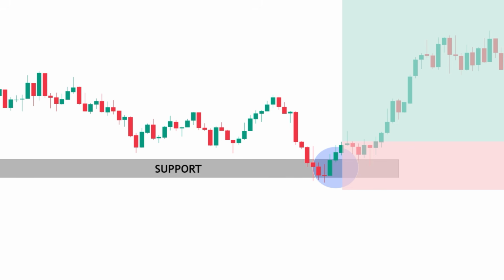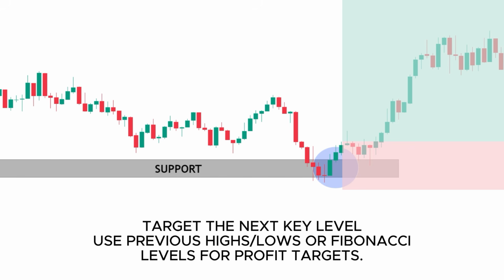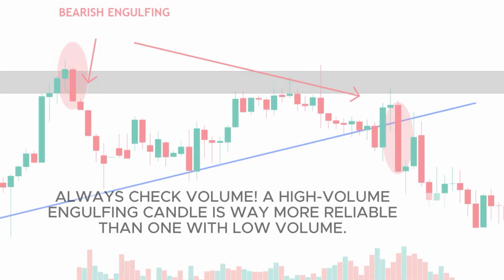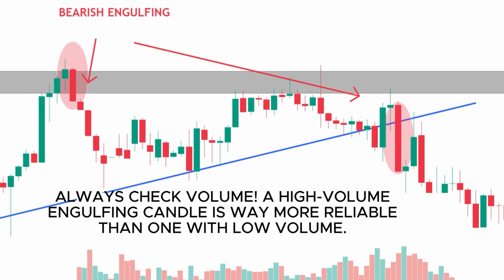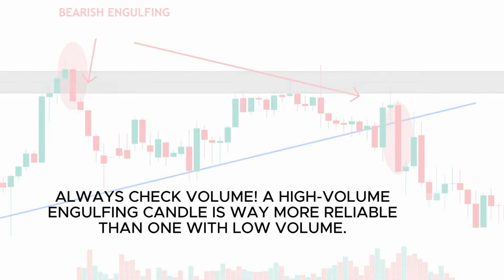Step 4. Target the next key level. Use previous highs, lows, or Fibonacci levels for profit targets. Pro tip: always check volume. A high volume engulfing candle is way more reliable than one with low volume.